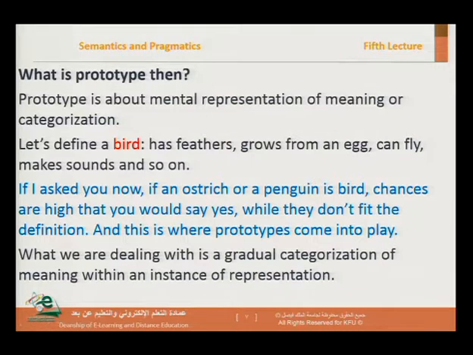Prototype is about this mental representation of meaning or characterization. Whatever comes to your mind is the prototype. So if we're defining, like we said, a bird, that's an animal that has feathers, grows from an egg, can fly, and also makes sounds and so on. When I ask you if an ostrich or a penguin is a bird, chances are high that you would say yes. While they don't fit the definition, penguin does not have feathers, ostrich cannot fly, okay?